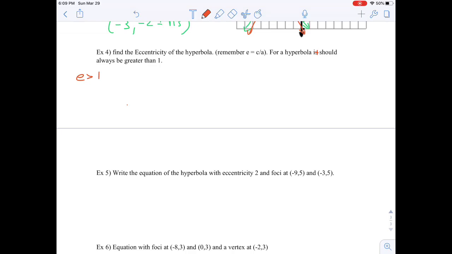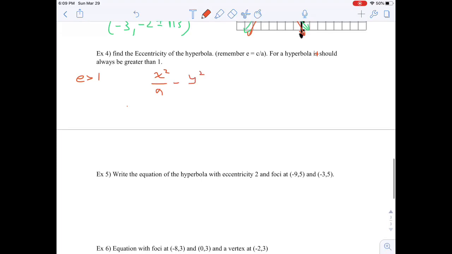Okay, so we're going to use this example here: x squared over 9 minus y squared over 4 is equal to 1. All we need to do is find your C and your A. Well, your A squared is 9, so A is 3. And then remember, C squared equals A squared plus B squared, so 9 plus 4. C equals the square root of 13.